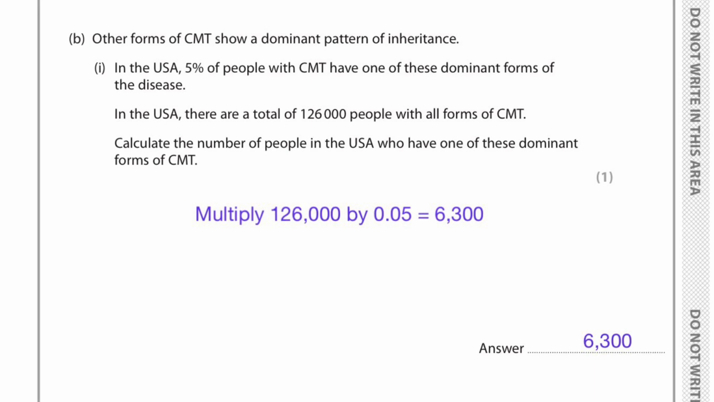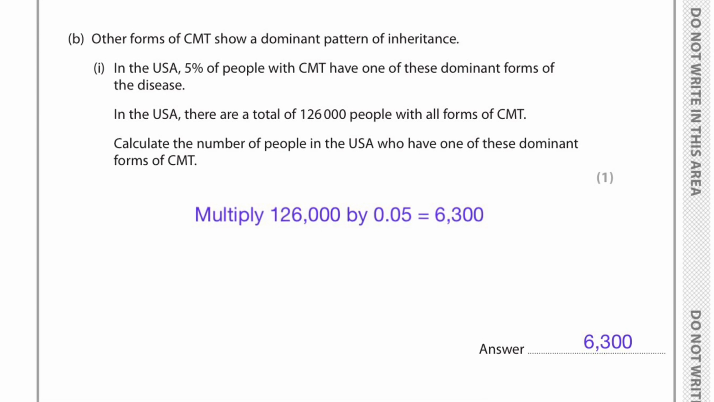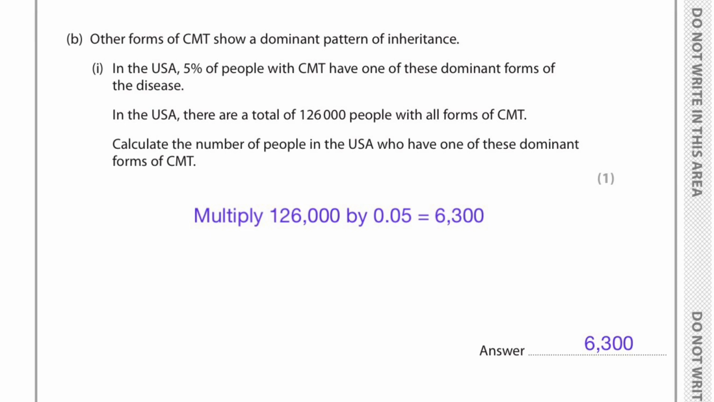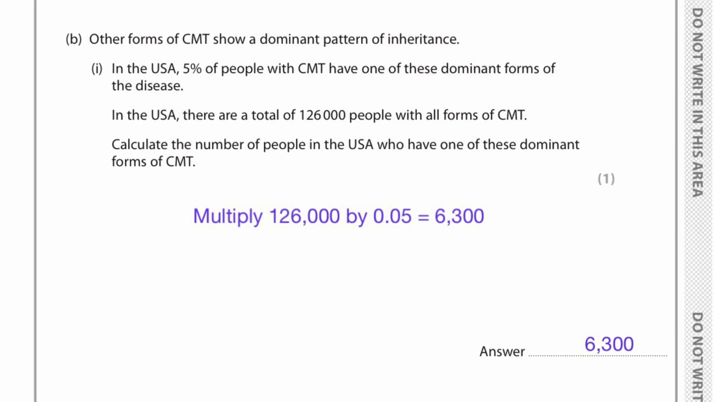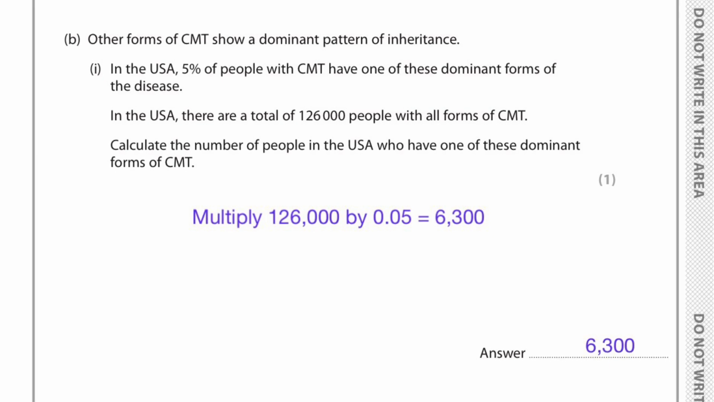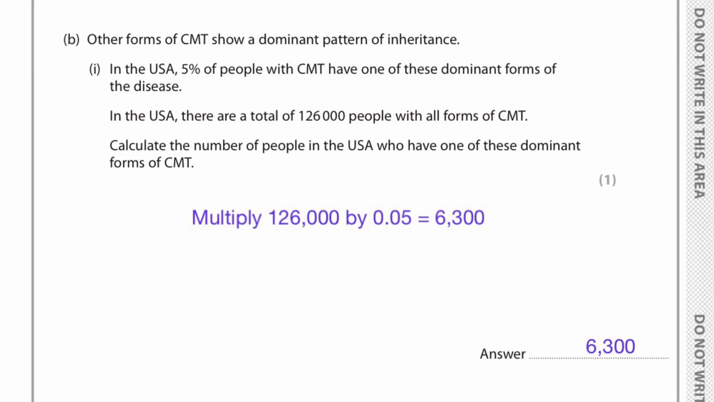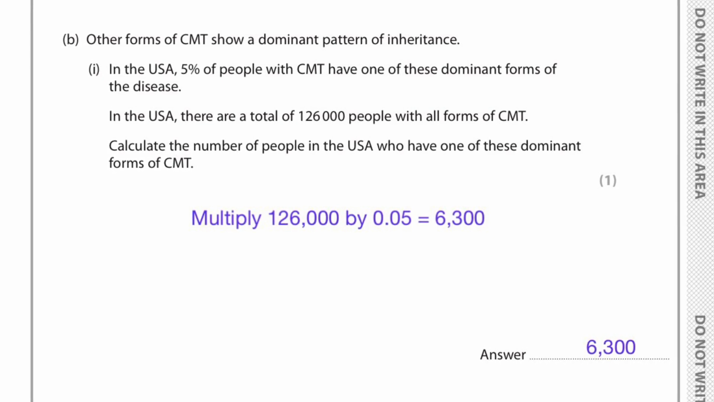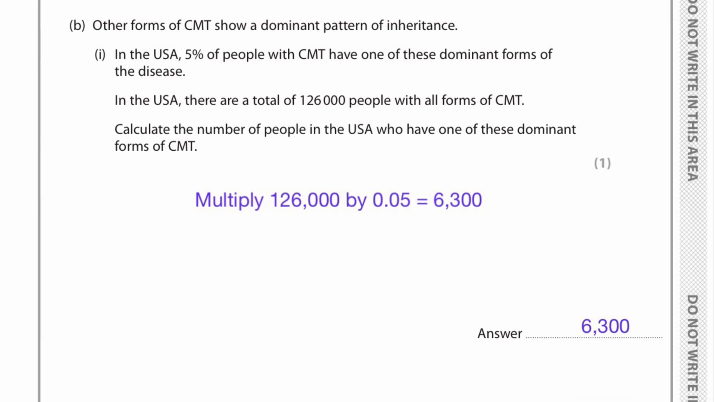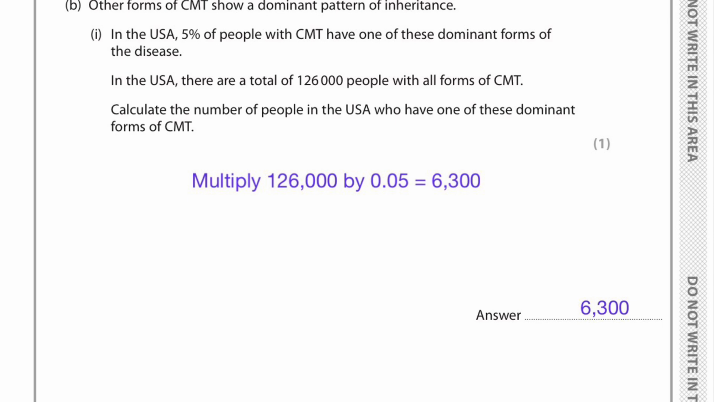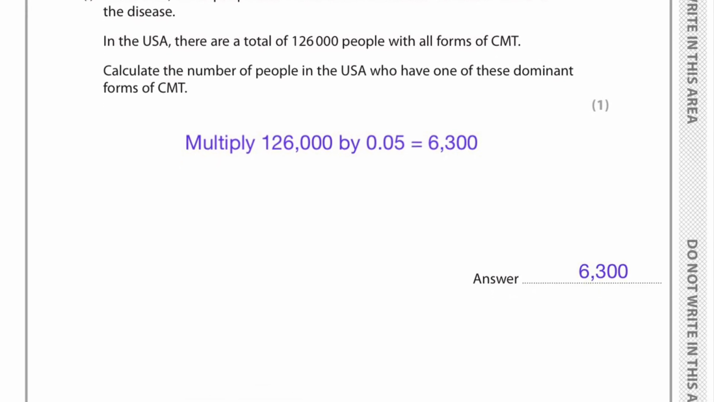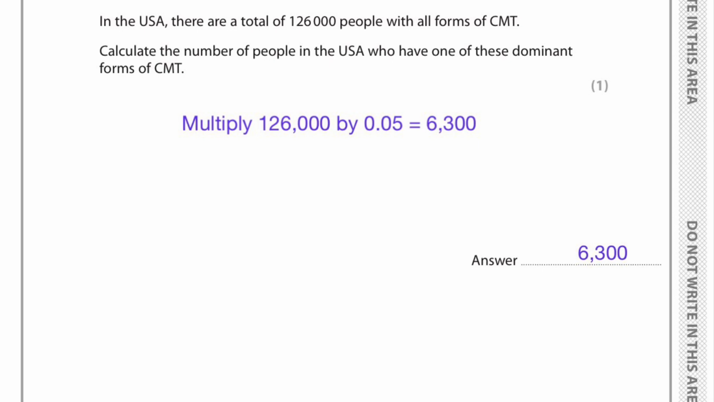Next, they say, other forms of CMT show a dominant pattern of inheritance. In the USA, 5% of people with CMT have one of these dominant forms of the disease. In the USA, there are a total of 126,000 people with all forms of CMT. Calculate the number of people in the USA who have one of these dominant forms of CMT. This part is just a straightforward percentage calculation. I multiplied 126,000 by 0.05. That gave me 6,300 people with a dominant form of CMT.